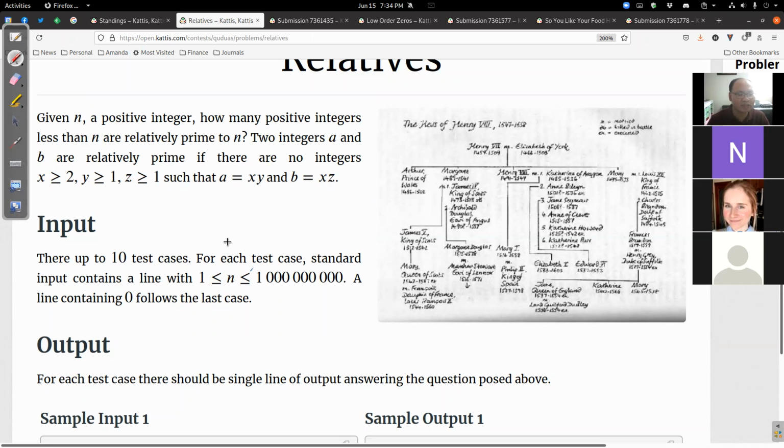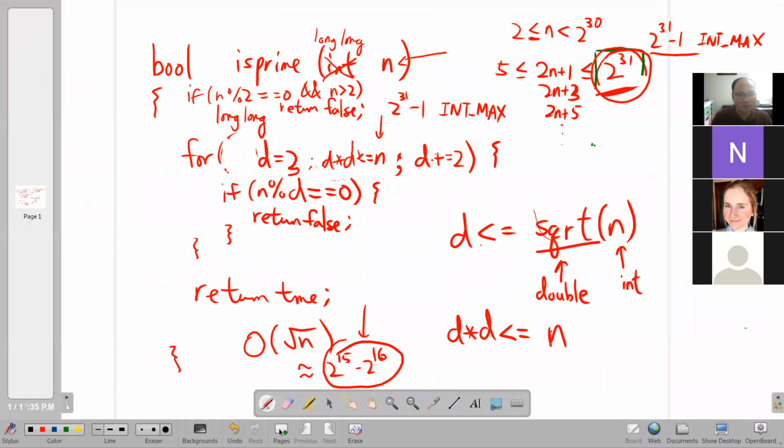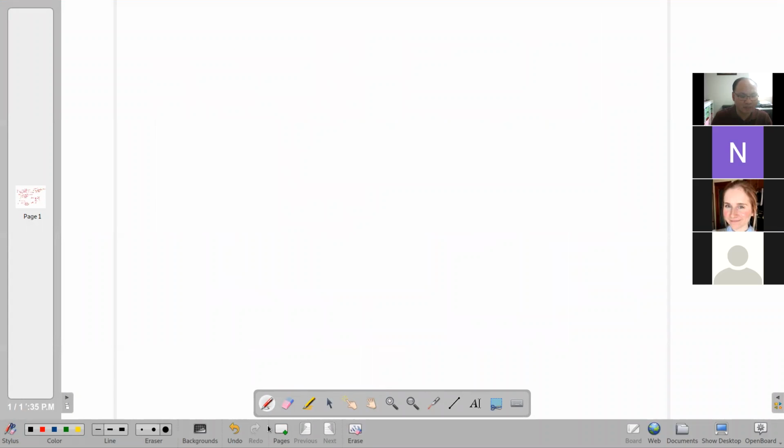There are up to 10 test cases. Each case input has the number n that's between 1 and 1 billion, 10 to the 9. And for each test case, there should be a single line outputting the answer to the question posed above. So let's maybe ask a few questions. If you have taken number theory, maybe you already know these answers, but let's see.